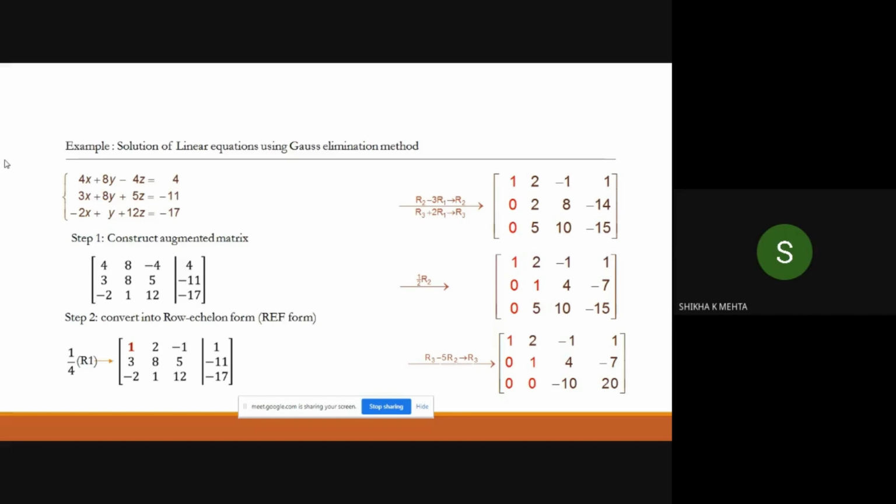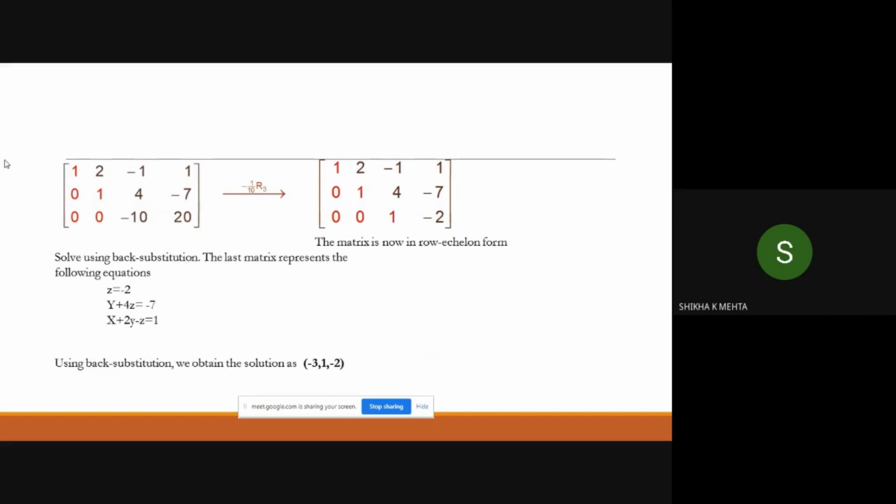Now the next step that is required is to convert the third row value under the pivot, the value under this 1, it should be 0. So this is important. What do we do? R3 is equal to R3 minus 5R2. We are multiplying row 2 by 5 and then we just subtract it, and so we are able to get 0. And finally, this matrix, we say this is in the row echelon form.